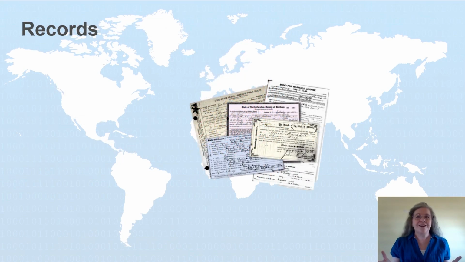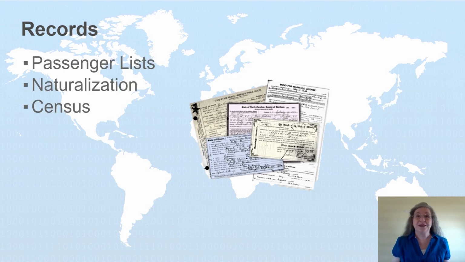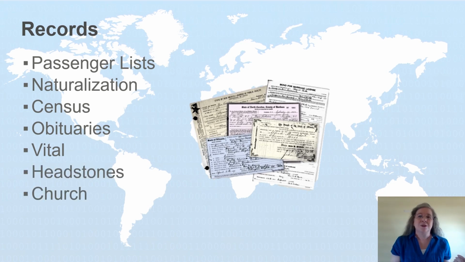What kinds of records do we need to look at to help us find this great information? Well, every record we can find our ancestor in. All of them will add clues that will help us in our international research.